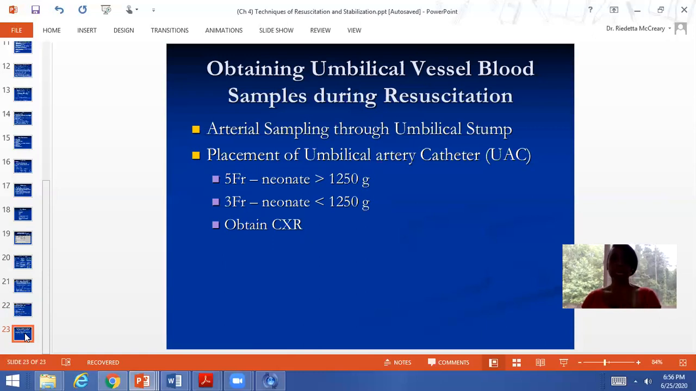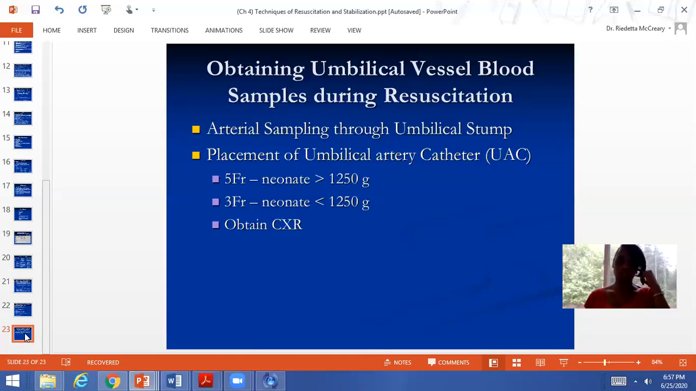Now, when we place an umbilical catheter, as we talked about in the chapters 1 through 3 lecture, the umbilical vein is the larger of the 3 vessels. Once you cut the umbilical stump, you'll see one big hole and 2 little holes. The 2 little holes are the umbilical arteries that are coming from baby to the placenta. The umbilical vein is coming from placenta to baby.